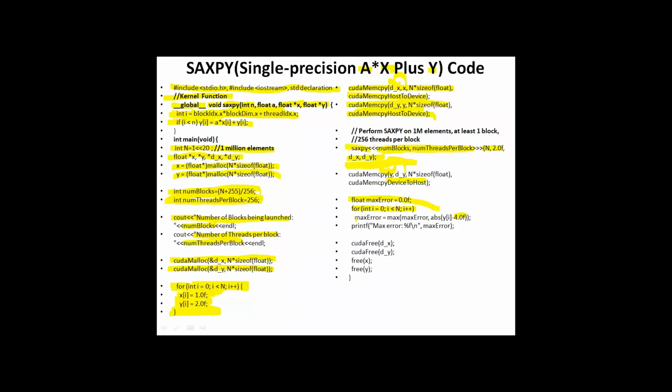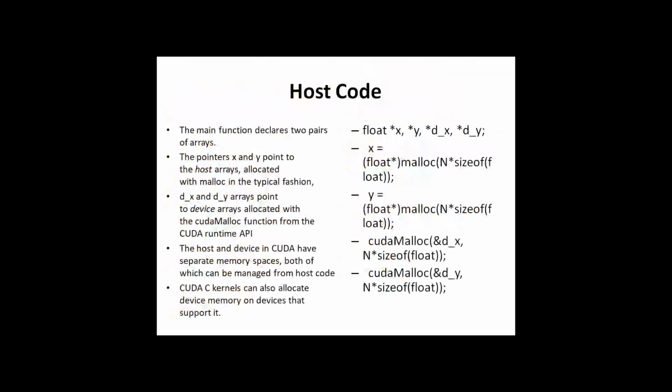So just to check the error, we have written this simple function: max error is equal to max of max error. We have initialized max error initially to 0, to find the difference between all the elements of y and 4. And if there is any error in the calculation, that will be printed over here. Then we have cudaFree d_x, cudaFree d_y, free x, and free y, right?